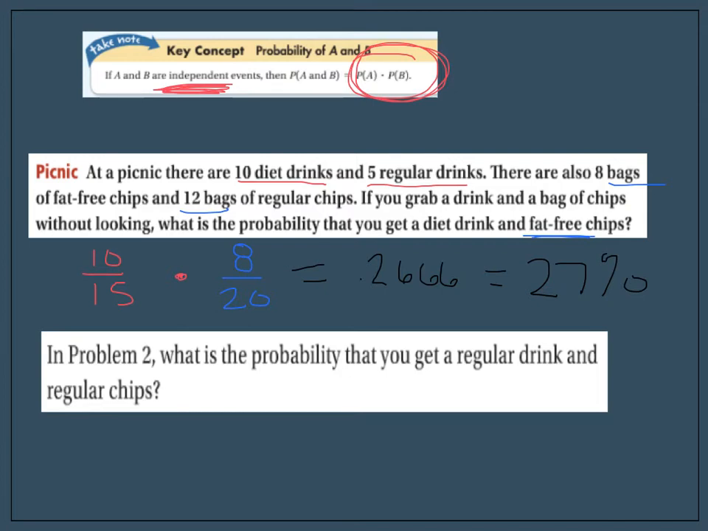Right now I want you to pause the video and solve the second problem by yourself. You should have gotten that you got a 20% chance of getting a regular drink and a regular chip.